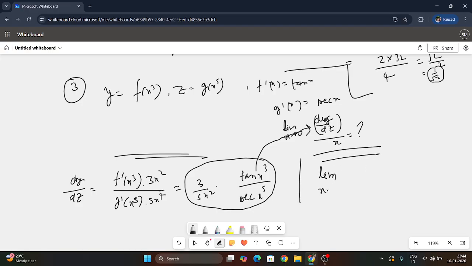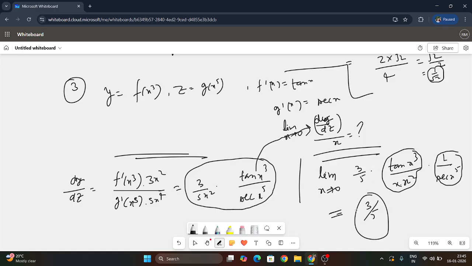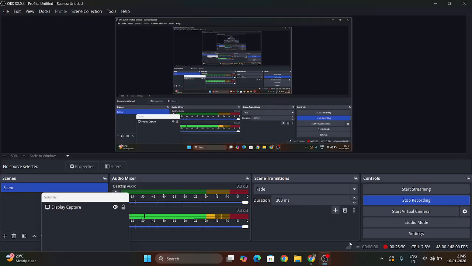You can write in a second line just below this. dy by dz is 3 by 5, 10 x cube divided by x square into 1 by sec x power 5, and divided by this x also, where x is tending to 0. Keep in mind that when x tends to 0, sec 0 is going to be 1, so 1 by 1 is 1. Tan x cube by x cube, tan 0 by 0, is 1. 1 multiplied by 1 is 1. So what is the answer? 3 by 5. I hope it is clear to you.